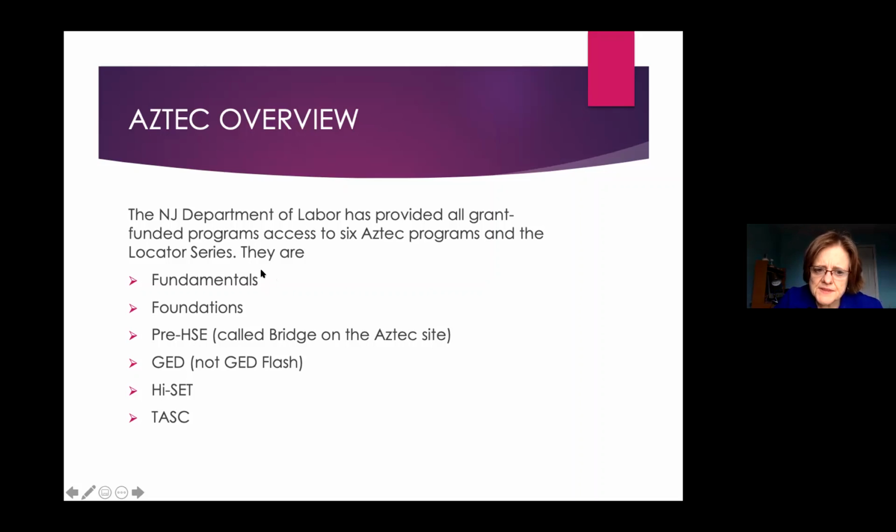These are the programs they bought for most of us in the grant funded program: Fundamentals, Foundations, and pre-HSE. If you look on the Aztec site, it's called Bridge. The state of New Jersey had them name it pre-HSE for us. I guess they thought we weren't smart enough to figure this out. GED, there is another program called GED Flash. We don't have that. HiSET and TASC. These are the programs we have.